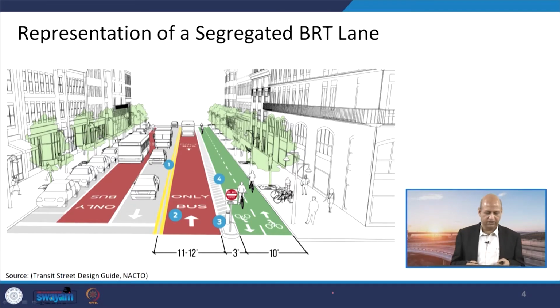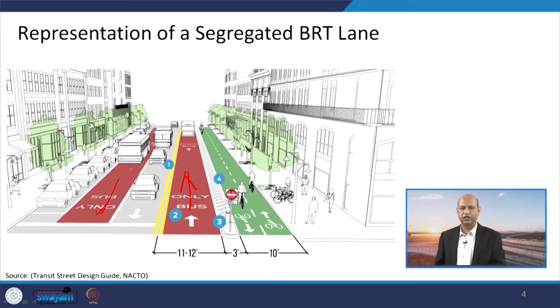Now, see this pictorial representation, which shows the dedicated lanes for the buses. This is one lane for going, and this is another lane for coming. These two ways are dedicated, meaning no other traffic would ply on those lanes, otherwise speed will not be maintained for the buses. So the dedicated lane is one very important feature of the bus rapid transit system.